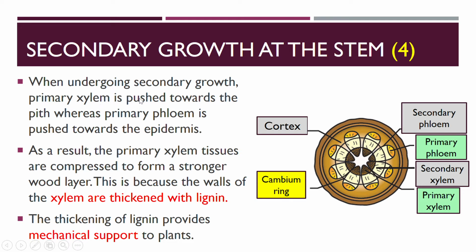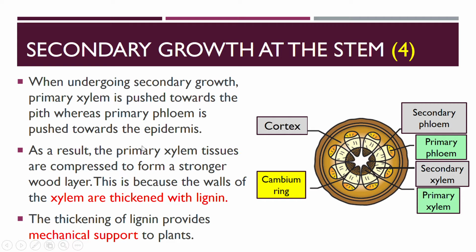Primary xylem is pushed towards the pith. Ini pith. Dia makin menjauhi gelang cambium ini. Okay, whereas primary phloem is pushed towards the epidermis. Dia akan pergi ke dekat-dekat epidermis bahagian luar. This one. The primary. Okay, ingat saja, secondary tu mesti dekat-dekat dengan cambium ring.